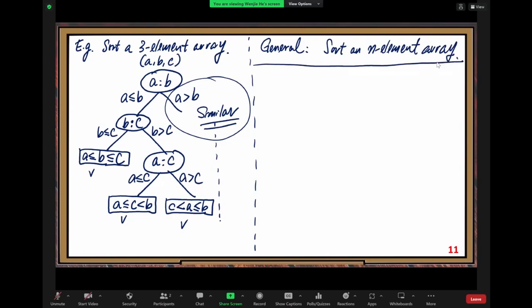And this time, we have to explore some properties, because if you try to draw the decision tree only partially, it won't be easy. So we have to discover some main properties of its decision tree. Let's look at it this way. First, we know for any such sort, any comparison-based sort that can solve this problem, there is a decision tree for it.